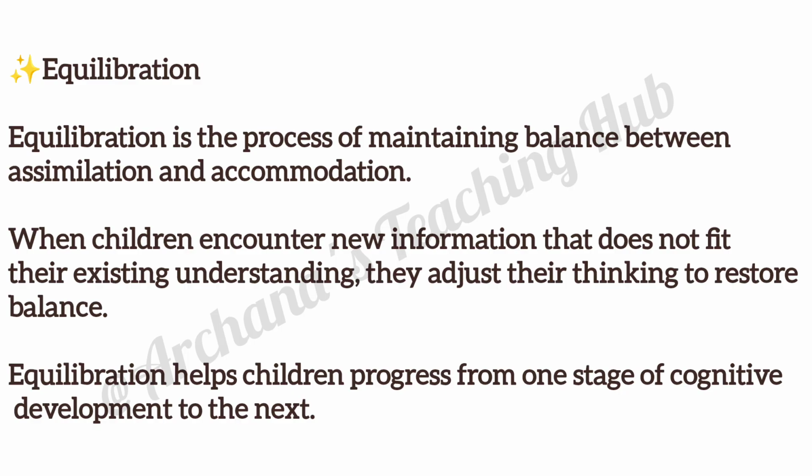Equilibration. Equilibration is the process of maintaining balance between assimilation and accommodation. When children encounter new information that does not fit their existing understanding, they adjust their thinking to restore balance. Equilibration helps children progress from one stage of cognitive development to the next.